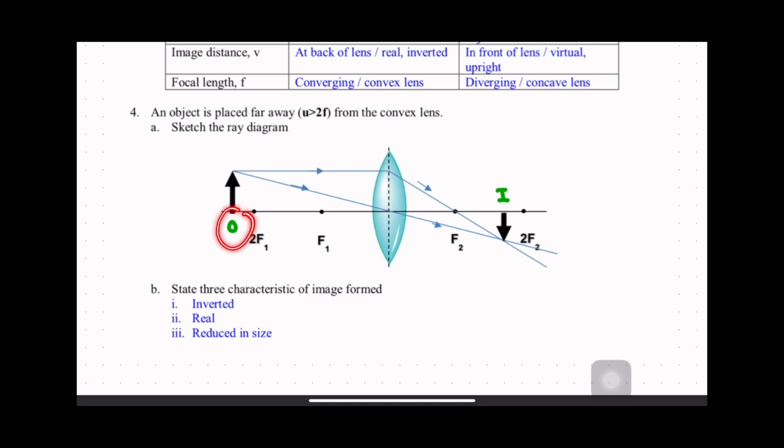Okay, state 3 characteristics of this image formed. Nampak objek image, of course lah, first you nampak dia terbalik, objek ke atas, image ke bawah, so inverted. Real means sebab dia duduk di belakang lens, so real. Reduced size, kita panggil apa, dia ada term dia, saya pun lupa. Magnified bukan, kita panggil dia same size. Magnified, diminished. Okay, diminished. Reduced in size ni maksudnya diminished.